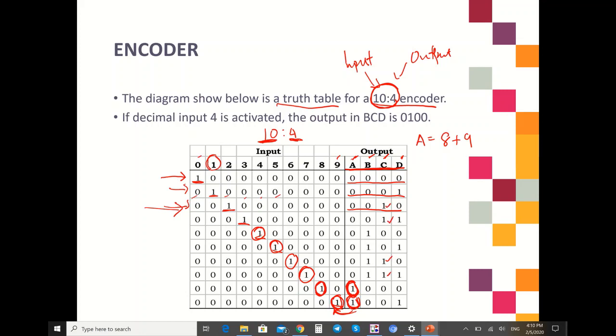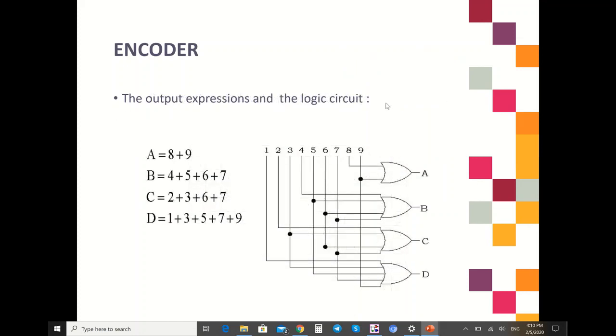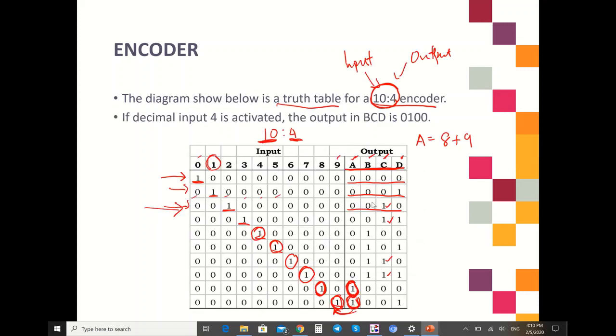So you need to refer to the input value. Okay, so for C you will get 2 or 3 or 6 or 7.